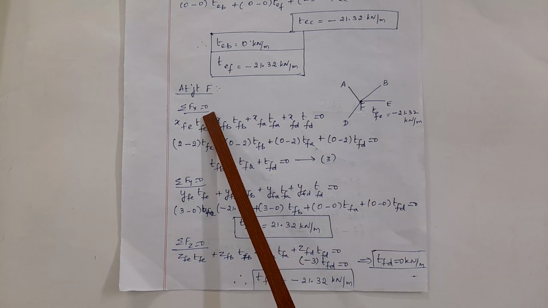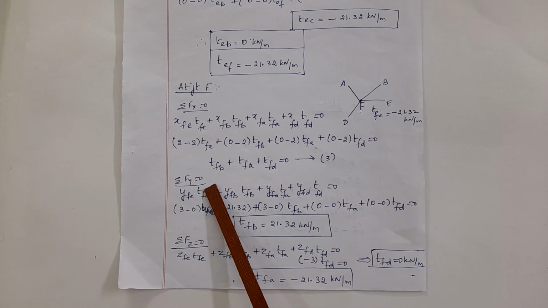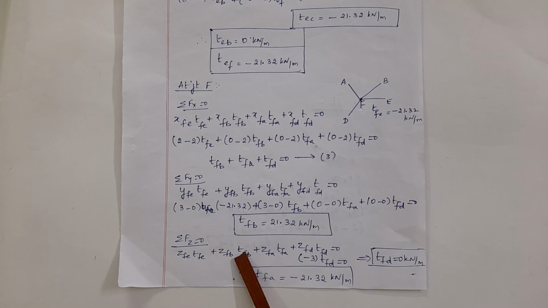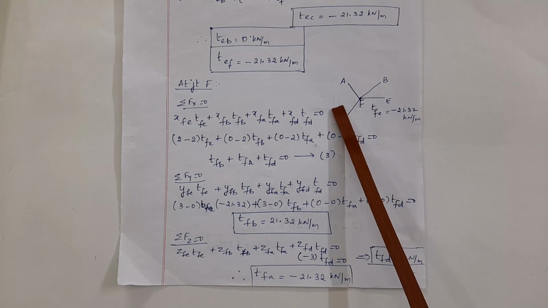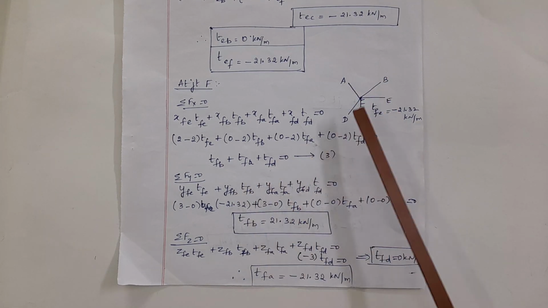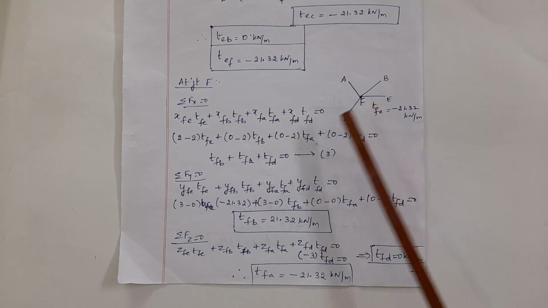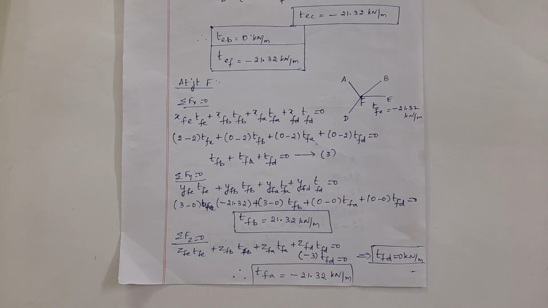Same way we have written three equations, sigma Fx equal to 0, sigma Fy equal to 0 and sigma Fz equal to 0, I can determine the three unknowns, that is the tension coefficient of these three members, FB, FA and FD. That is what is shown here.